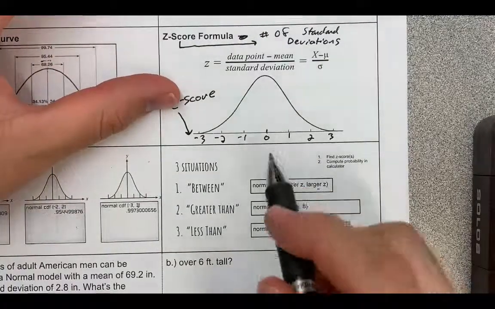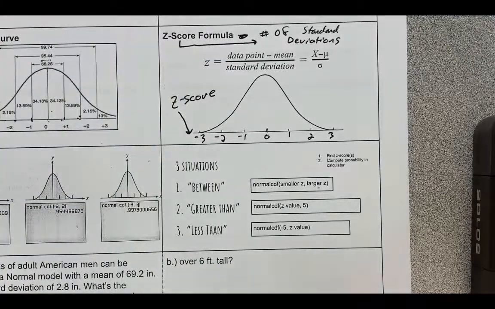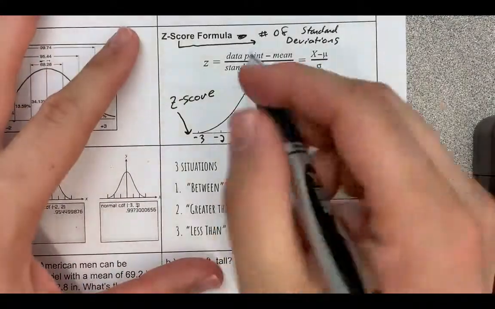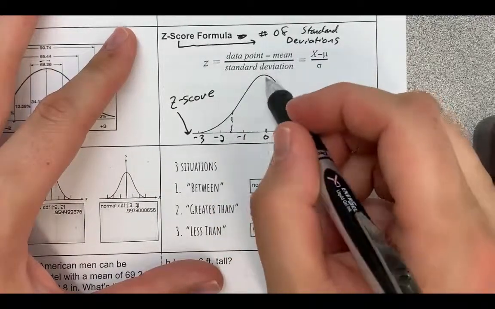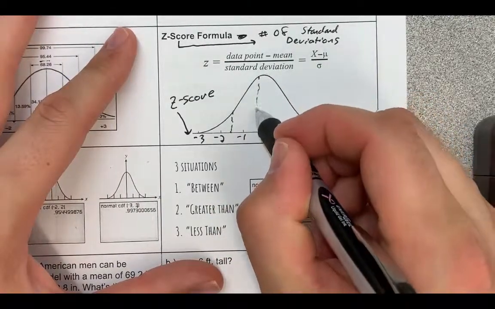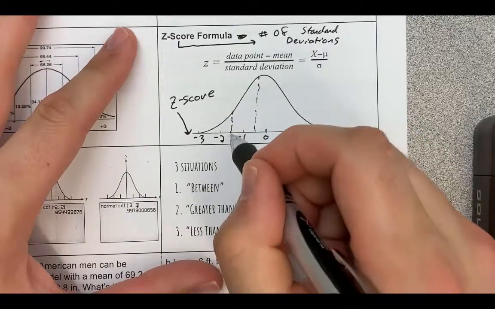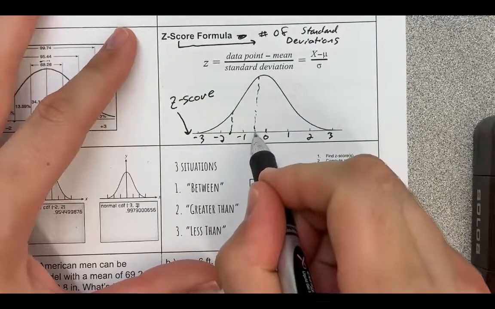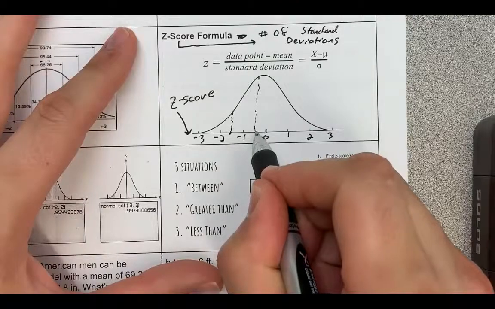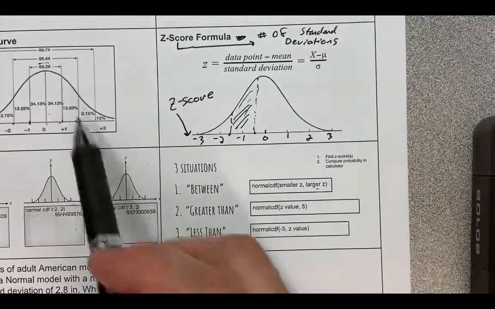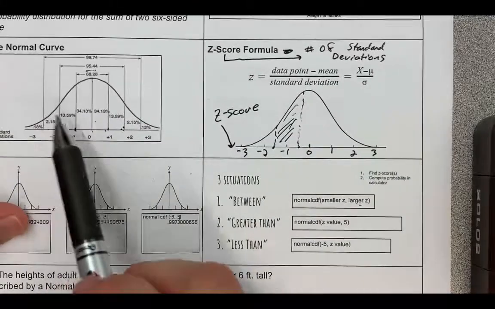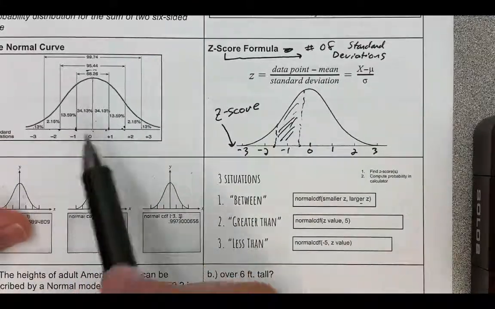So let's say that we wanted to look from negative 1.5 to negative 0.5. Maybe we want to know the probability that an object chosen is between a z-score of negative 1.5 and negative 0.5. We want to know this area. Well, we wouldn't be able to figure that out just by looking at the curve over here, right? Because we don't have those values.